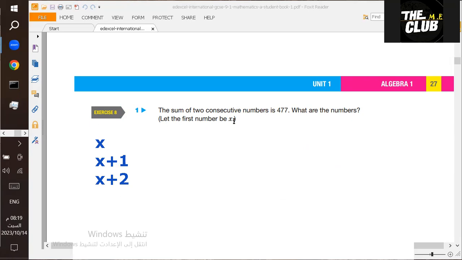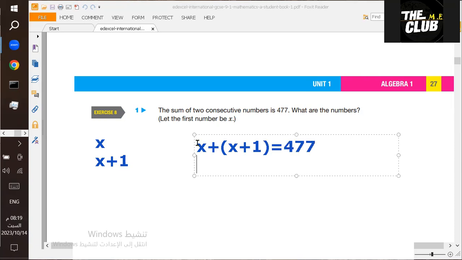This is the meaning of consecutive. Now, consecutive numbers here, I'm sorry, they're 2, not 3. If they were 3, I would add x plus 2. So they are two numbers, and then I'm going to add them. So I'm going to say x plus, in brackets, x plus 1, and then equals 477. Okay. That's the first idea of writing the equation. After writing the equation, now I'm going to add. The brackets here are fine because there's no multiplying.